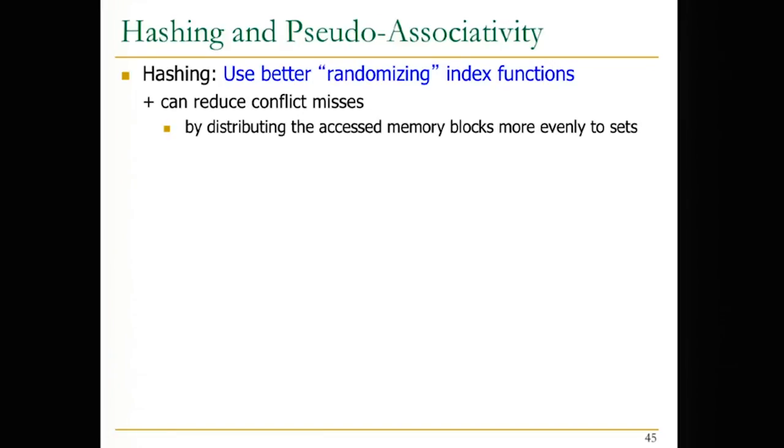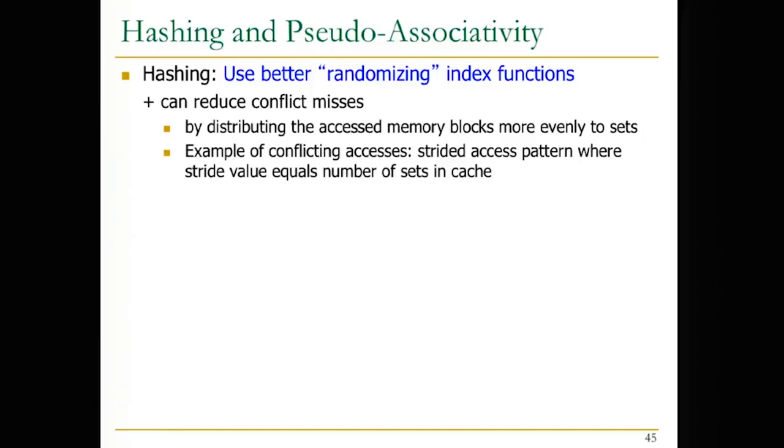So this can reduce the conflict misses by distributing the accessed memory blocks more evenly across the sets. And this can get rid of those pathological access patterns where A, B, A, B, A, B, A, B map to the same location, because you're better distributing the accesses. And it turns out this, in practice, works that way.